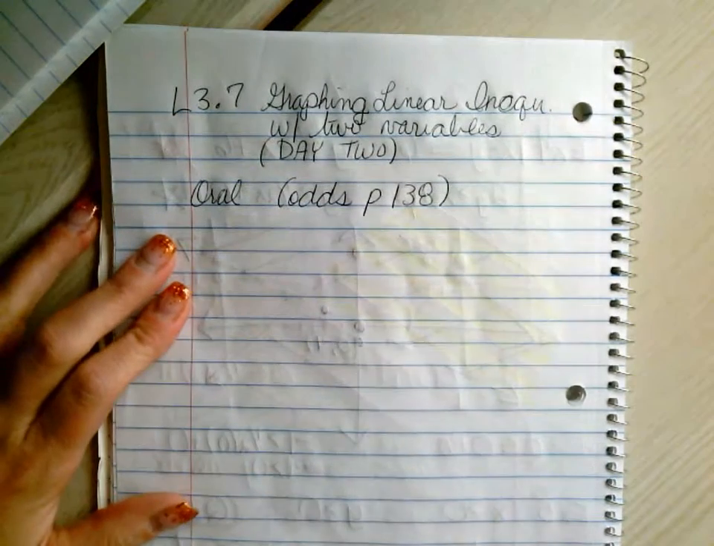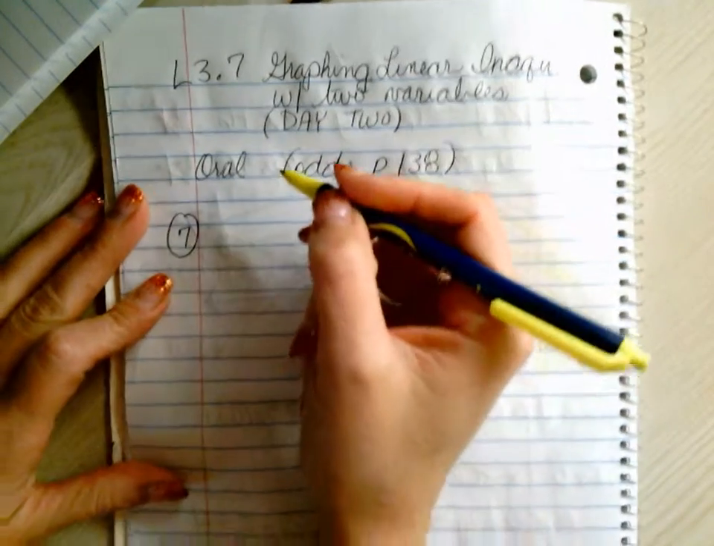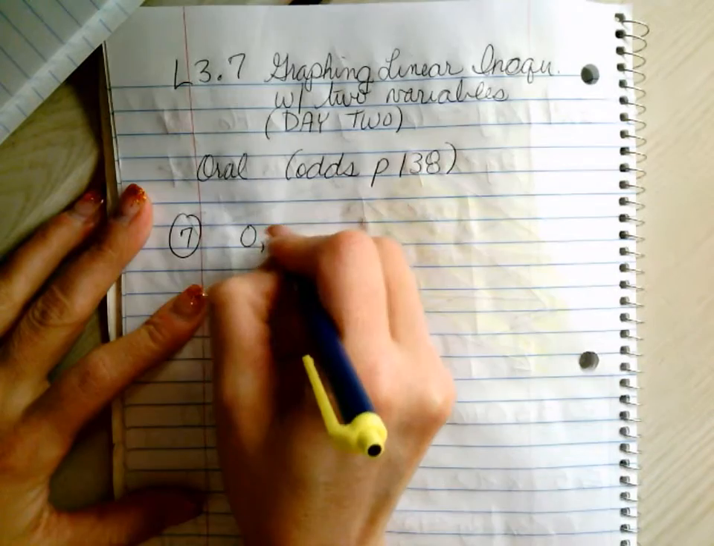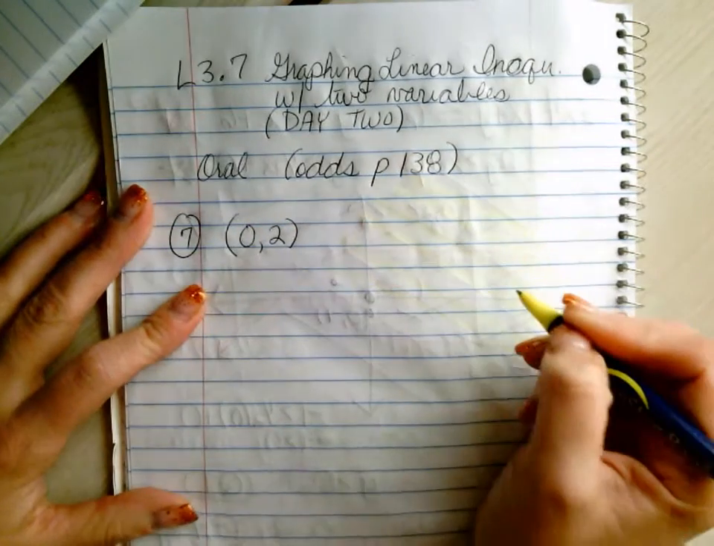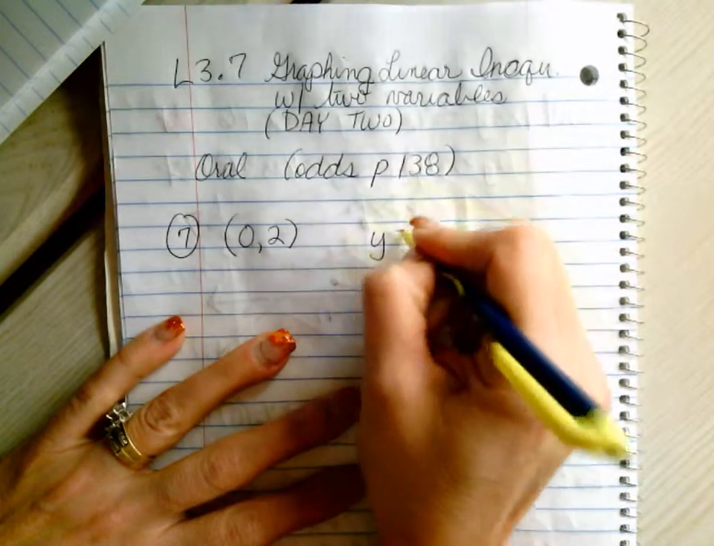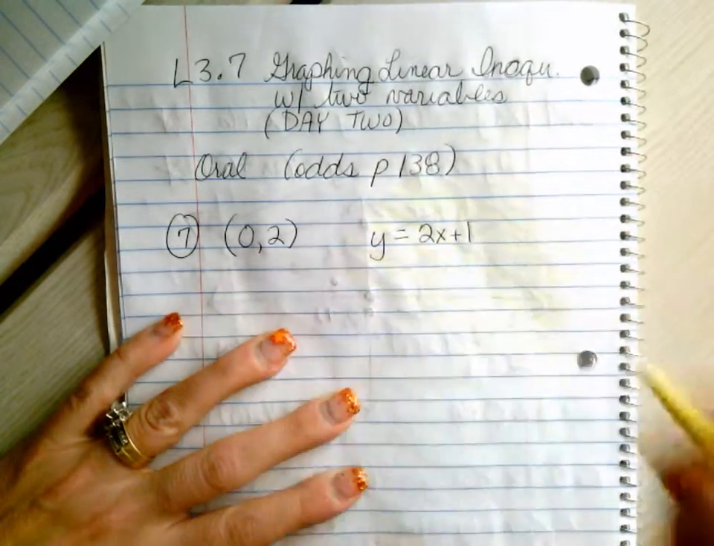So this is oral. I'm going to do number 7 right now. And this is going to help us as we go further anyways, Jess. All right. Does (0, 2) fall on, above, or below the line that is y equals 2x plus 1?